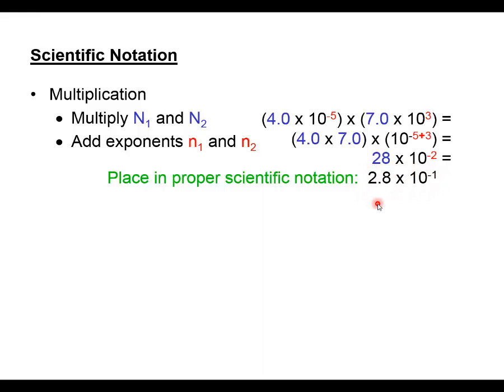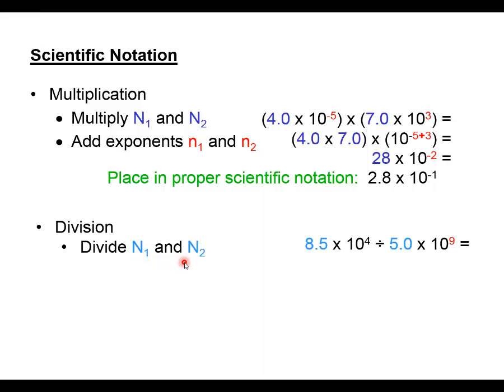So just remember, when you're multiplying, just add your exponents and multiply the numbers in front. Very simple to do. If you're dividing your values, what you can do is take your number in blue here, that's before the scientific notation, and just divide them. So if I take 8.5 times 10 to the fourth divided by 5.0 times 10 to the ninth, I can merely take 8.5, divide it by 5.0, but that doesn't tell me what to do with the scientific notation exponents.